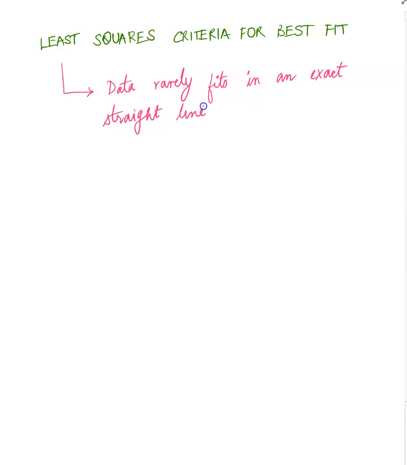So let's talk about the least squares criteria for best fit. I want to bring in a few pointers. First of all, your data rarely fits in an exact straight line. So do not expect the points to line up in an exact straight line. Because it's not going to be that way, we must be satisfied with rough predictions.